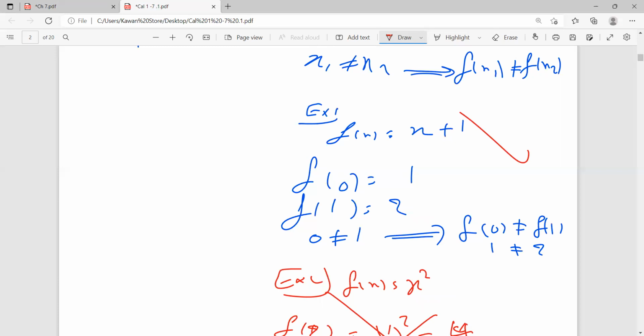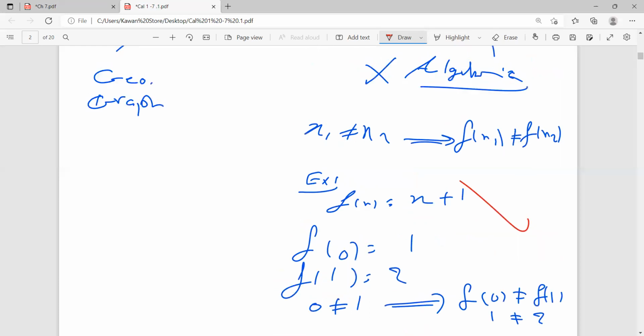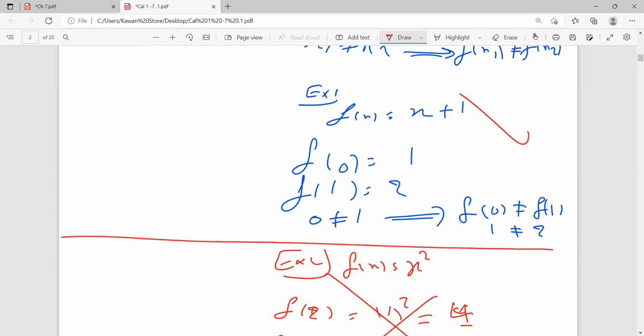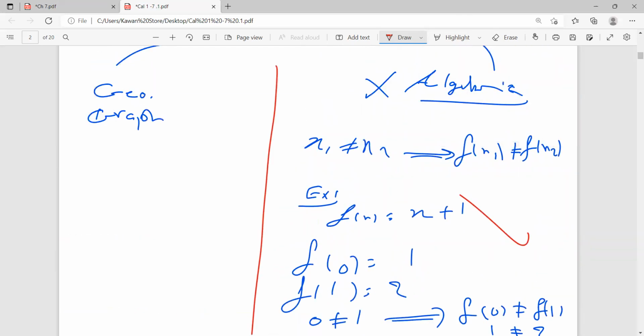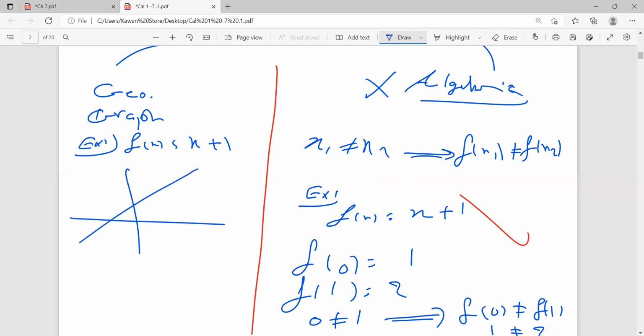Now I'm going to translate these algebraic things to the graph to get the idea. How? Look at example number 1. For example, f of x is equal to x plus 1. So in that case, here's your picture. Am I right? That's your picture.